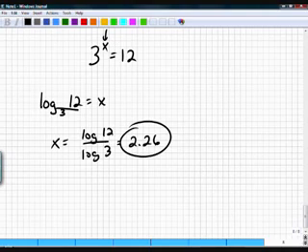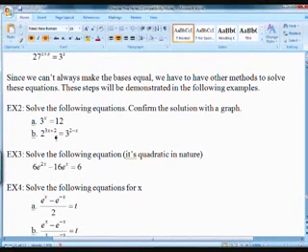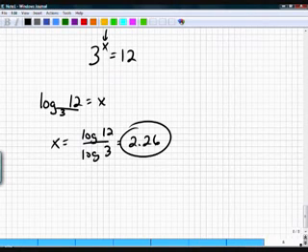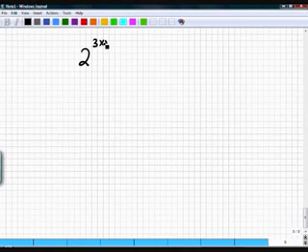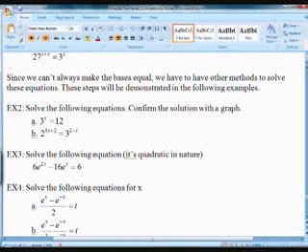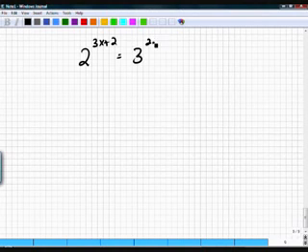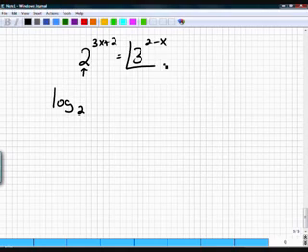Next problem. Says 2 to the 3x plus 2 equals 3 to the 2 minus x. This is a little bit tougher because how in the world do you write that as a log? Right? Let me show you. You're going to do log of base 2. Okay, if I use this as my base, the log of base 2 of this stuff, right, equals what?